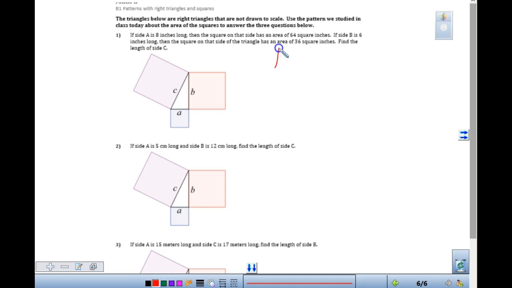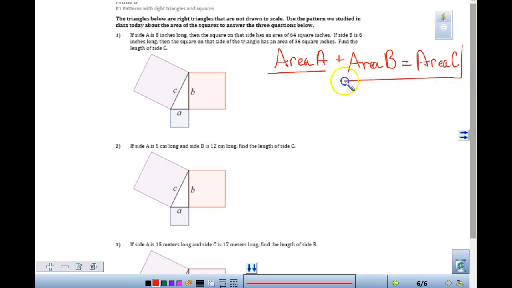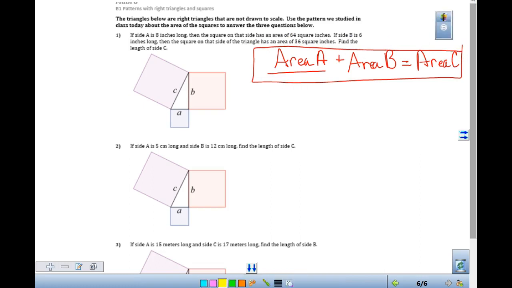I need to see area A plus area B is always going to equal area C. For each question, 1, 2, and 3, you're going to rewrite this equation. It's an equation because it has an equal. So you'll do it by number 1, you'll do it by number 2, you'll do it by number 3.